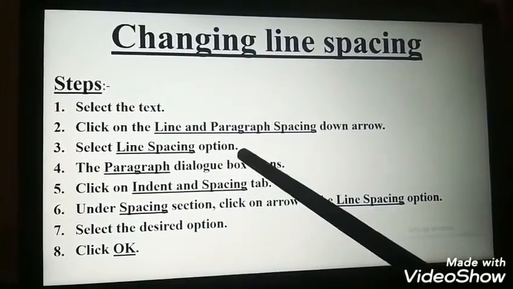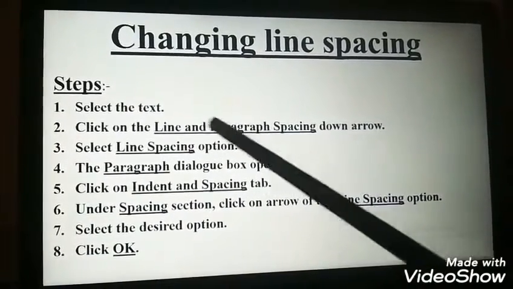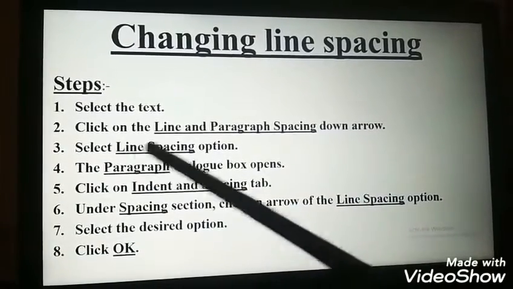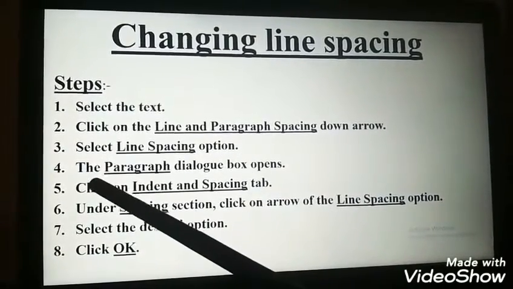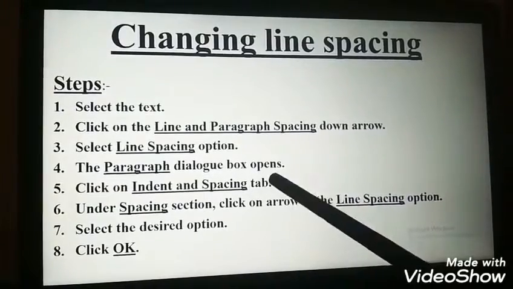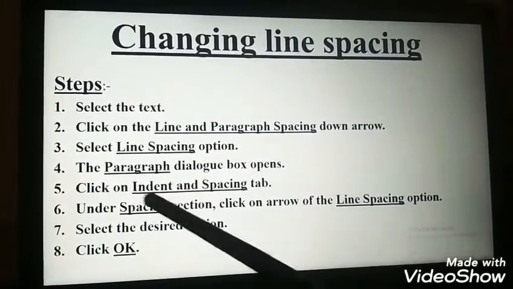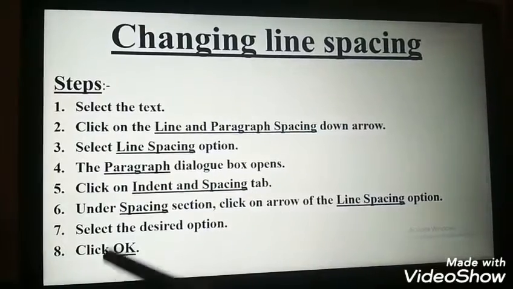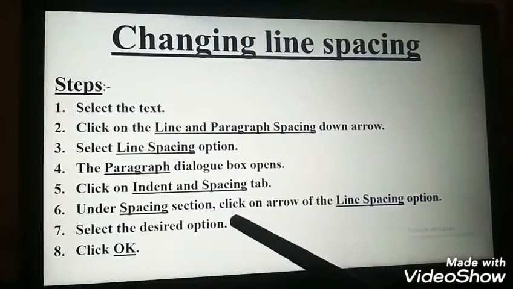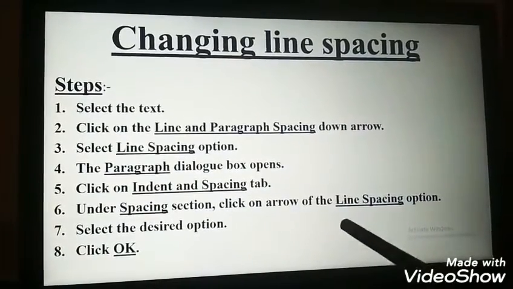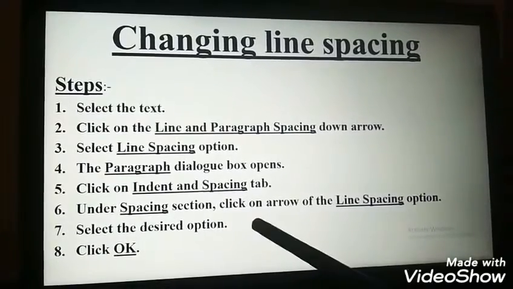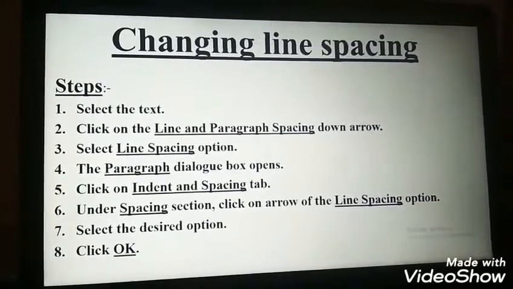Select the line spacing option from this line and paragraph spacing down arrow. We have to select the line spacing option. Then the paragraph dialog box will open, and click on the indent and spacing tab from this dialog box. Then under the spacing section, click on the arrow of the line spacing option, right? Then select the desired option and then click OK.